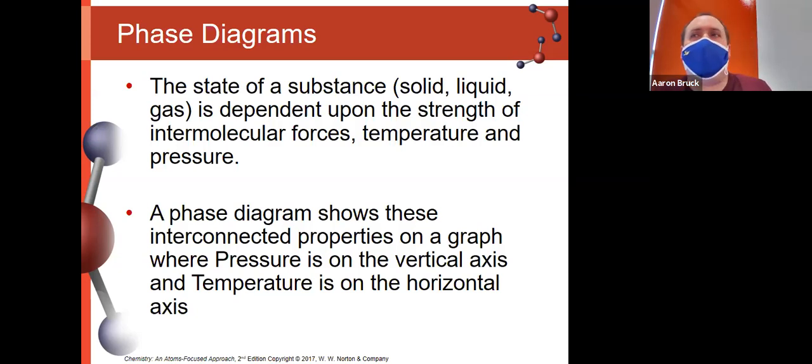So from that standpoint, that's what we're looking at. I've got pressure on one axis of the graph. I've got temperature on another axis of the graph. And we're going to see how those three phases are interconnected based upon those two parameters.